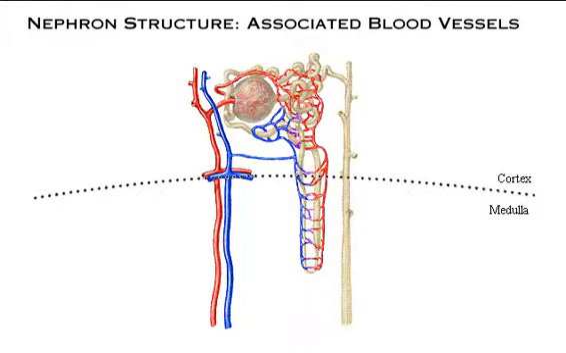Okay, so now one thing I want to address is the blood flow through the kidney. Now, as we've seen when we were looking at the gross anatomy of the kidney and the internal anatomy, the blood entered the kidney through the renal artery.